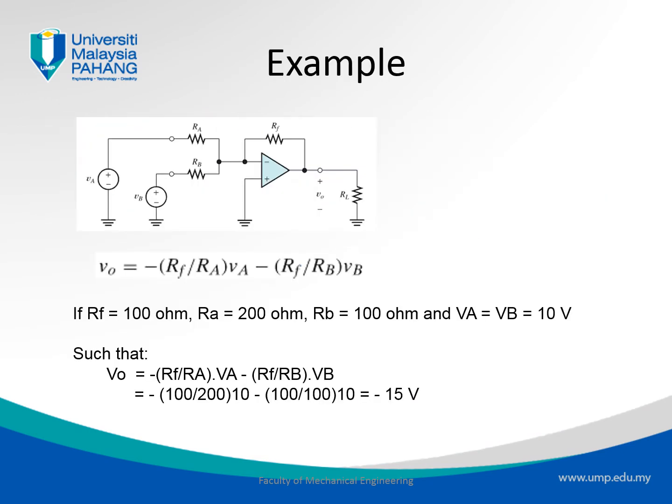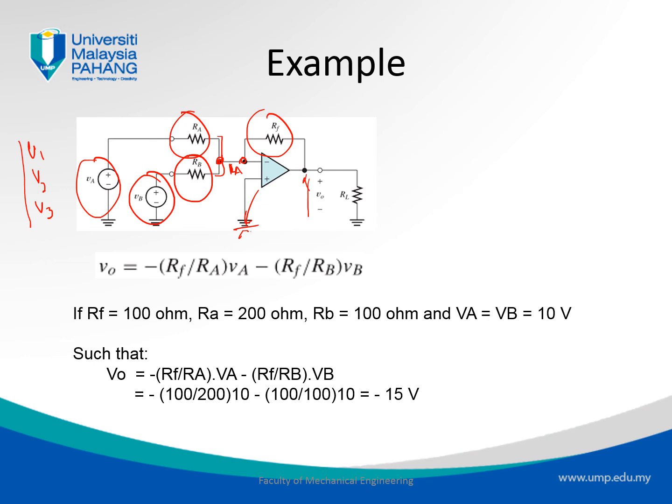And here is the case of another example. Previously we had V1, V2, and V3 at the input. Now we only have two inputs, VA and VB. Both of them are connected to a resistance, RA and RB, and they are joined together at this node, the same node as before, and we have an RF over here. The non-inverting terminal is joined to the ground, and we would like to measure the output voltage VO.